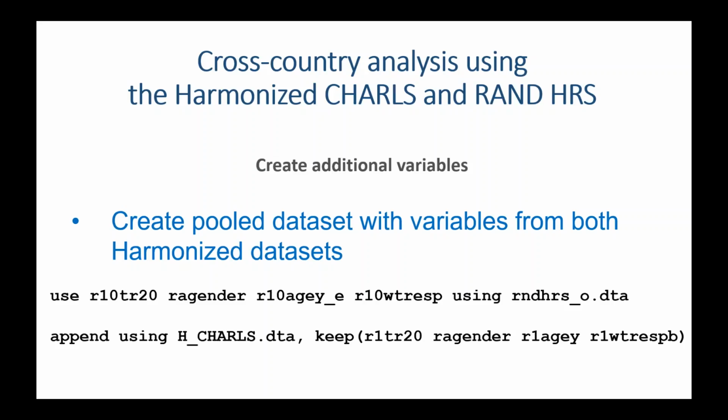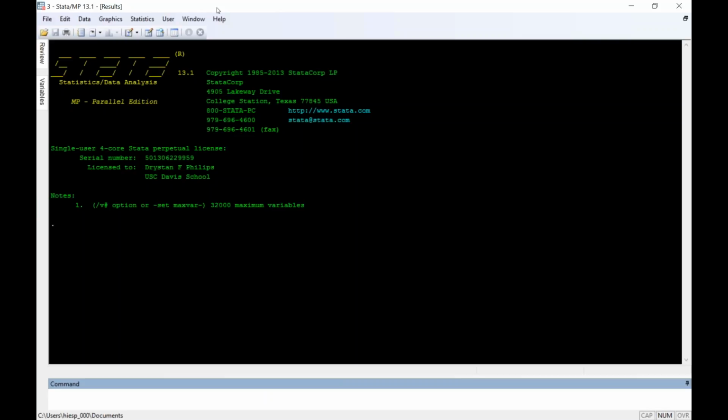And then we're going to append, which is to say we're going to add observations from a different data set below our using data, which in this case is the RAND HRS, since we read that in first. So we'll append using hcharles.dta. And we're going to keep these variables as we already specified in our first example from the Harmonized CHARLS. To do this, let's open up a new Stata window. You could also use your previous window and just say clear all.